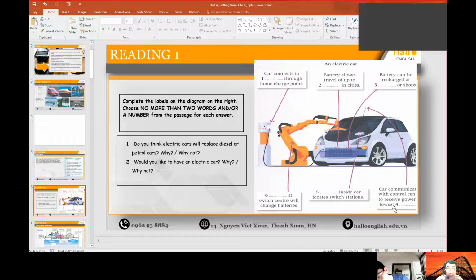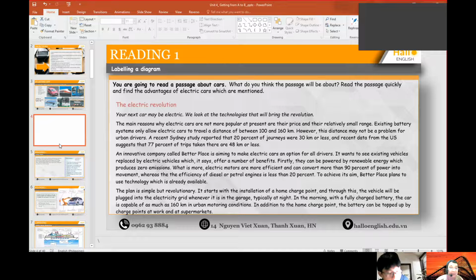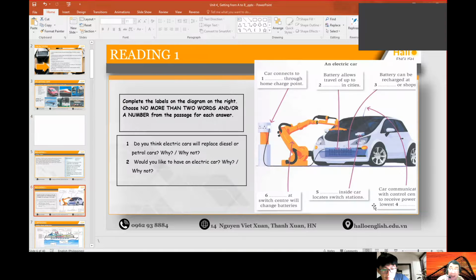Okay, lowest. But we think we have here the word lowest. Wow, I didn't know this. Okay, let's try to skip that one because there are lacking words in here, so we cannot exactly understand this one. Okay, so let's try to skip that.